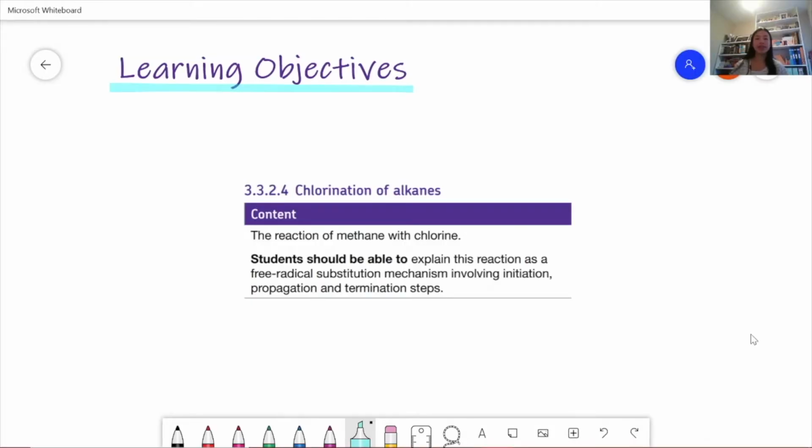Everyone, thank you so much for clicking onto the video. Today we're going to be looking at the chlorination of alkanes. So we're going to look at the reaction of methane with chlorine, and by the end we should be able to explain this reaction as a free radical substitution mechanism involving initiation, propagation and termination steps.